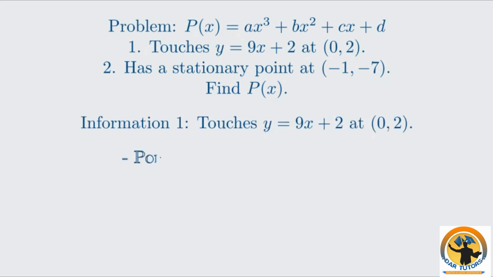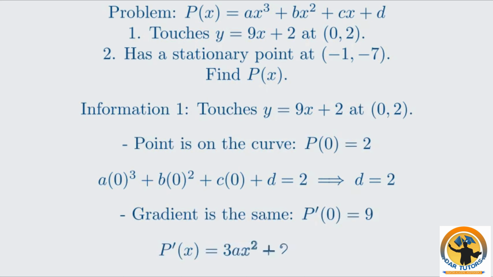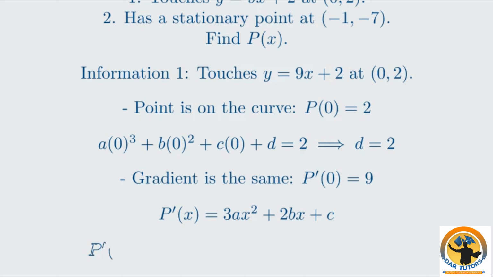First, the point (0, 2) is on the curve. So, p of 0 must equal 2. Substituting x equals 0 into the polynomial gives d equals 2. Second, the curve touches the line at this point, which means they have the same gradient.